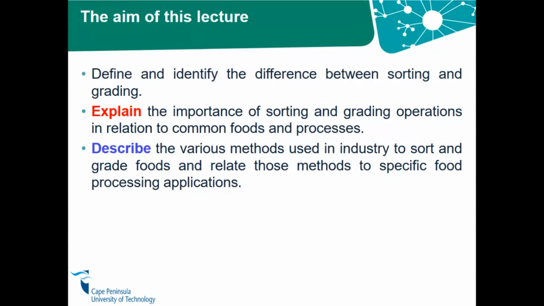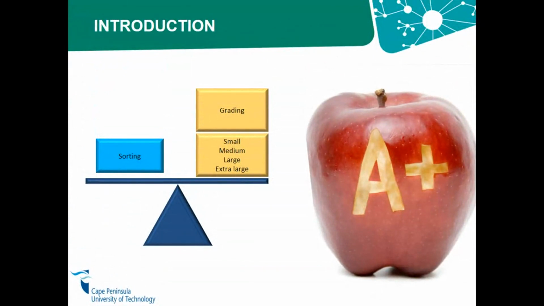So let's look at the introduction. Sorting and grading are terms which are frequently used interchangeably in the food industry, right? But strictly speaking, these are two distinct operations. So what do we mean by sorting? Sorting is a separation based on a single measurable property of raw material, right? So here you sort the materials based on a single measurable property or an attribute.